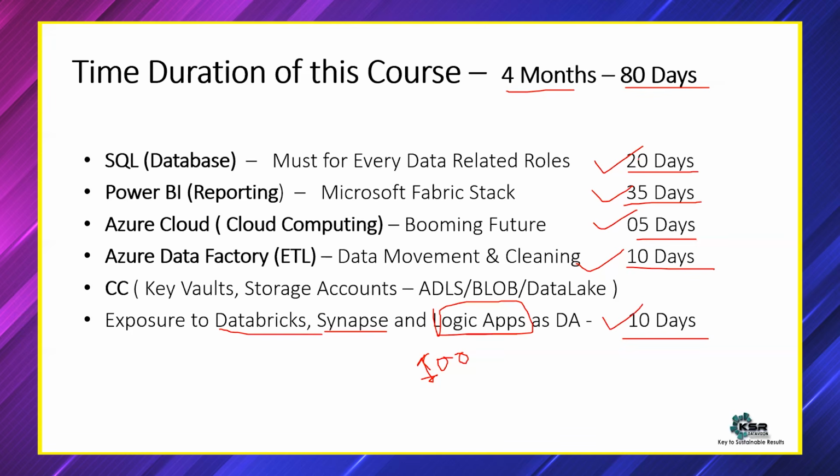So approximately, if you see here, 20 plus 35, it would be around 55, 60, 70, and 80 days. This course duration would be 4 months, starting from 14th of December till the 2nd or 3rd week of April. We would be covering all these aspects within 4 months, around 80 days. One lecture would be a minimum of 1.5 hours, around 90 minutes. If you want it in minutes, you can convert it: 80 days into 90 minutes.